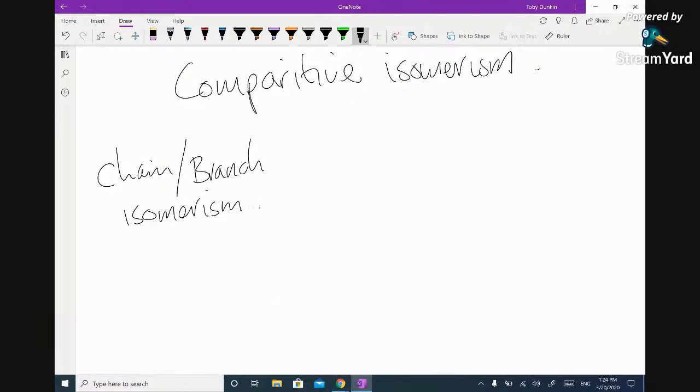And we can do, number one is this one here. Let's just stick with this. Let's go for same molecular formula, C4H10. Right, there are two chain/branch isomers.